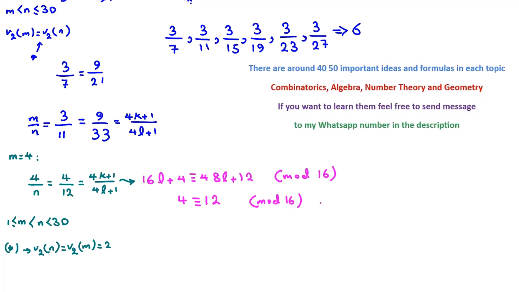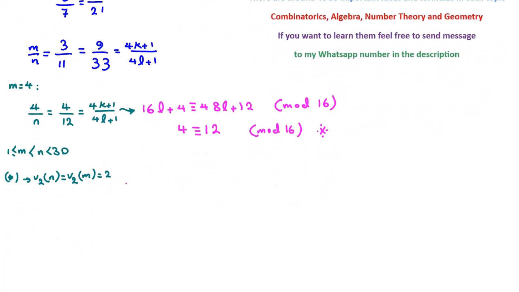8 is not a multiple of 16, contradiction. Or you can say 4 and 12 are not congruent mod 16. So 4 over 12 is bad. Next number that you should check is 4 over 16. And no, because v2 of 16 is 4. 4 over 18. Let me check 4 over 16. Sorry, 4 over 20. 4 over 20 is 1 over 5. Okay? And you can check, 4 over 20 is the first number that is good.